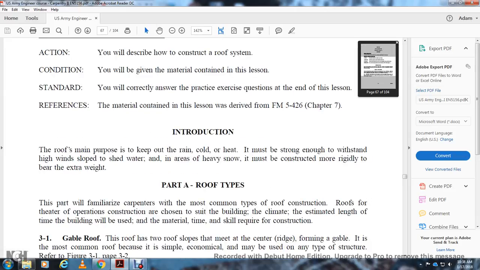Introduction. The roof's main purpose is to keep out the rain, cold, and heat, and it must be strong enough to withstand high winds and to shed water. In an area with heavy snow, it must be constructed more rigidly to bear extra weight.